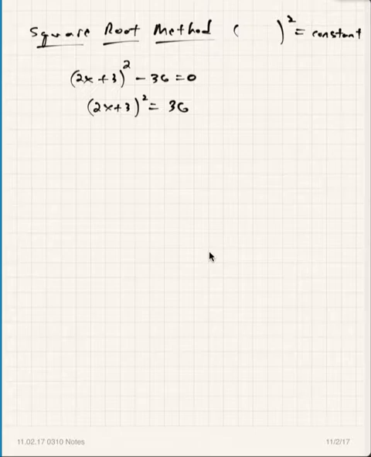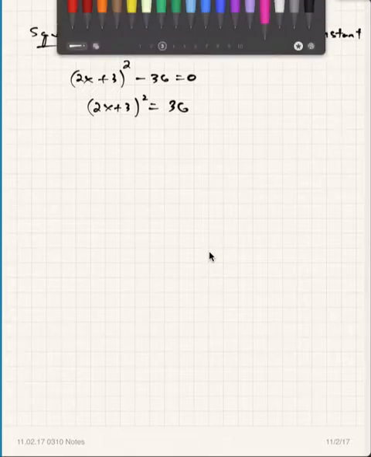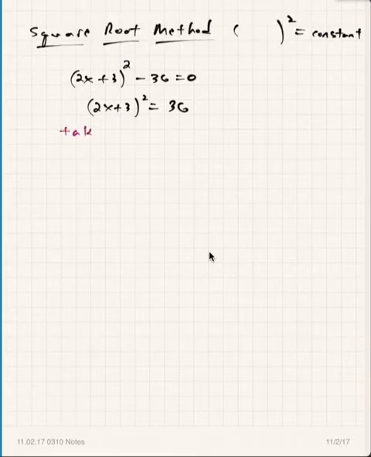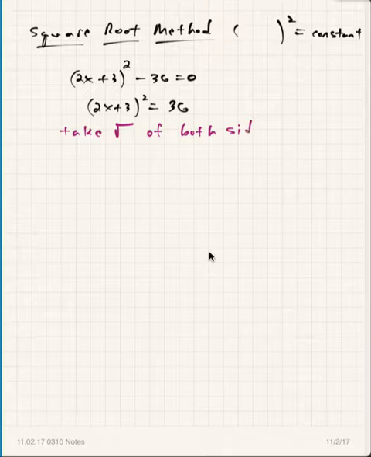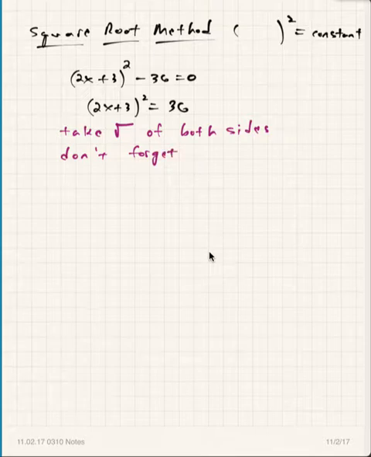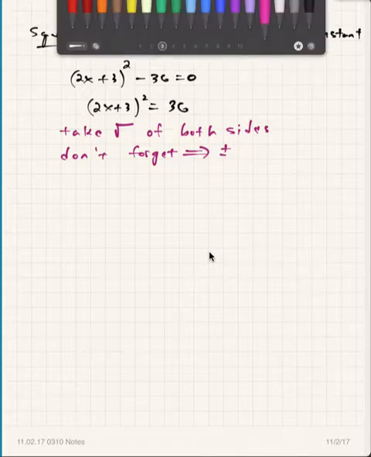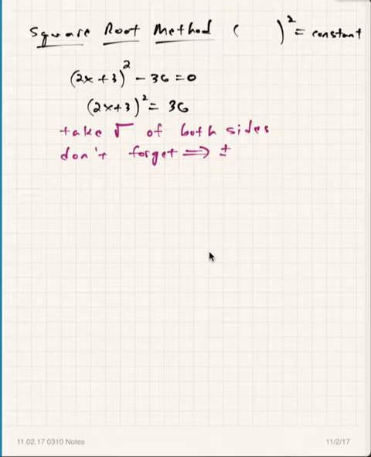Remember, the whole premise of this is take the square root of both sides of the equation. And the other thing to write here is don't forget, and this is the single most common mistake with the square root method, don't forget the plus or minus when you're taking the square root of both sides of the equation. Because remember, there's both a positive and a negative solution to an equation like this.